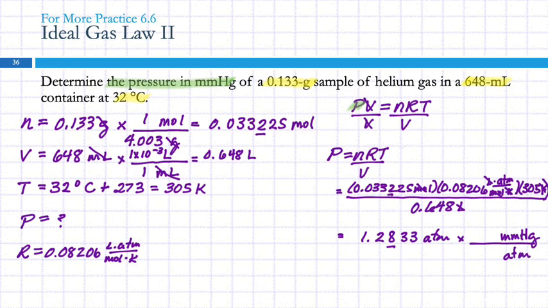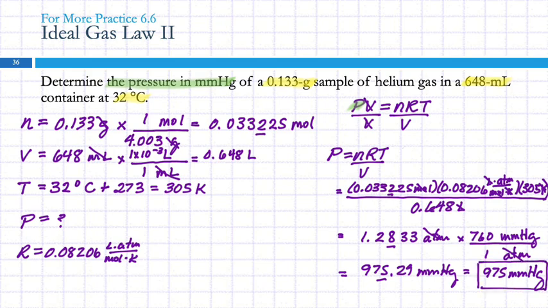Atmospheres down here. All the pressure conversions can be done in one step. So 760 millimeters of mercury is 1 atmosphere. So I multiply by 760, and I get my pressure as 975.29 millimeters of mercury. And I'll round that to 3 significant figures, 975. Any questions?